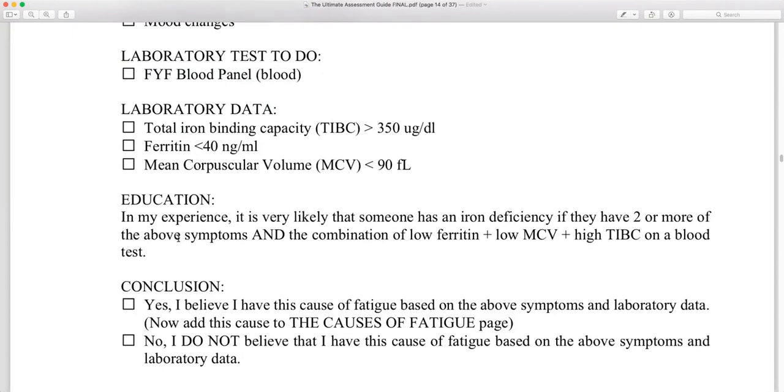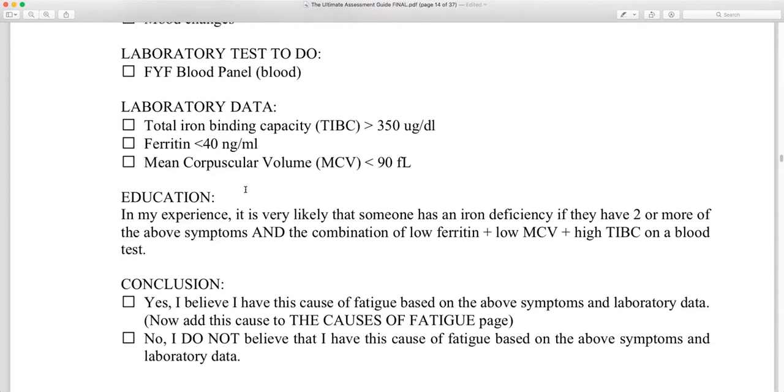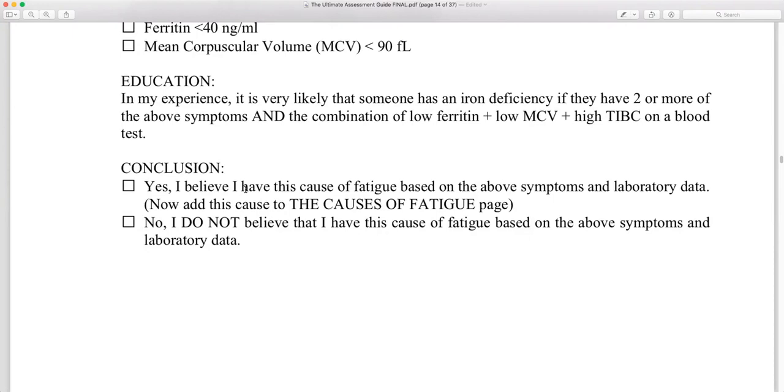And so in my experience, it is very likely that someone has an iron deficiency if they have 2 or more of the above symptoms and the combination of the low ferritin plus the low MCV plus the high TIBC on a blood test. So you generally need to have all 3 of these. Then make your conclusion.